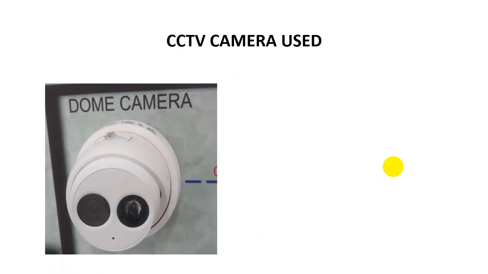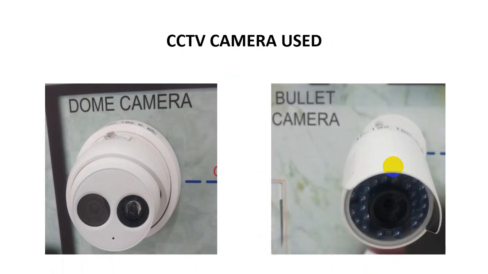And what are the cameras used? I already told in the introduction, we are using two types of cameras. One is the dome type camera, the second one is the bullet type camera. Each comes with IR, so they are night vision cameras. Both are meant for night vision, so the image can be seen clearly at night also.